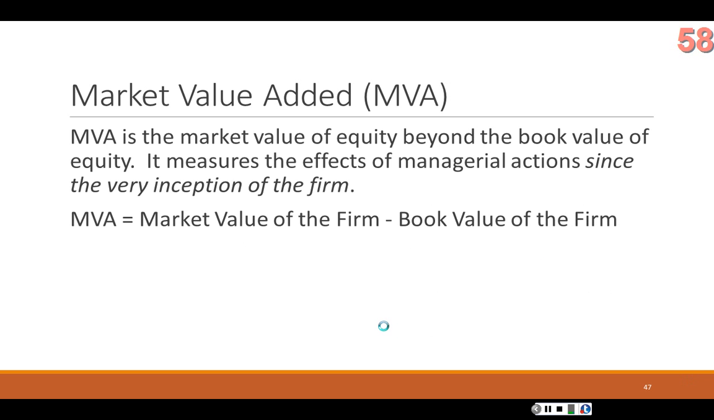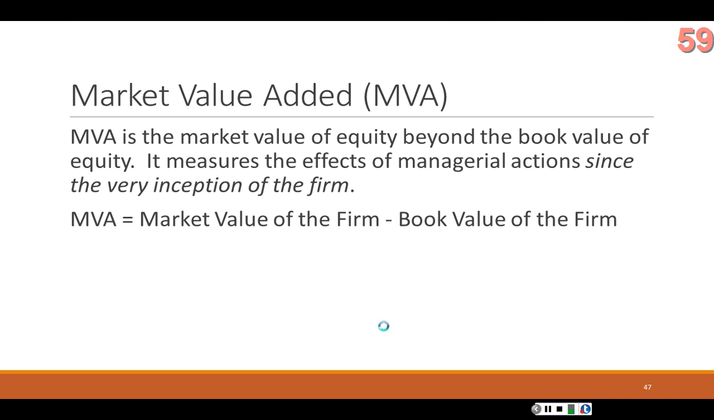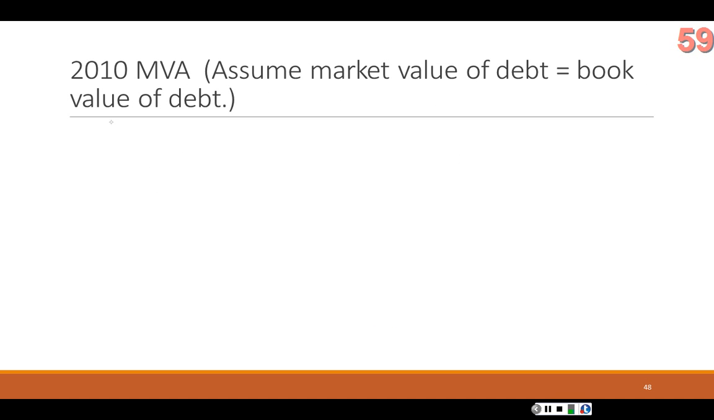A second measure that we can calculate is market value added. Market value added is the market value of equity beyond the book value, and it measures the effects of managerial actions since the inception of the firm. And it's calculated as the market value of the firm minus the book value. So we can calculate our market value added. But first we need to calculate the market value of the firm. Here we're assuming the market value of debt equals the book value of debt. So we're only having to look at the changes in equity.